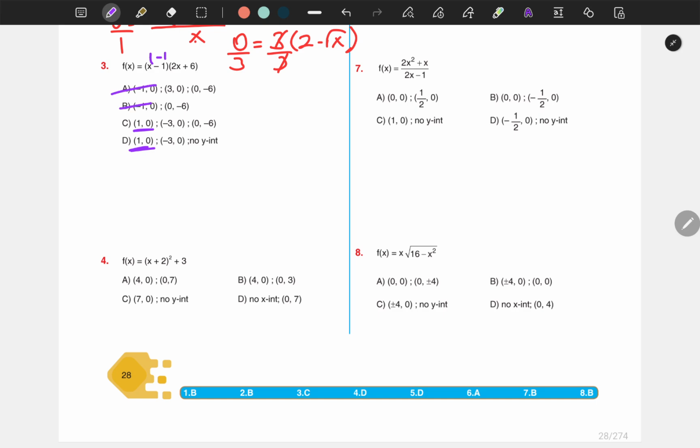So A and B are cancelled. Look here, it says that when you replace x with 0, you must get negative 6. Let me check. Okay, if I replace 0, this part cancels. Only 6 left. If I replace here 0, it will be negative 1. Negative 1 times 6 will be negative 6, isn't it? You see? Yes, that's true. Directly the option is C. Okay?